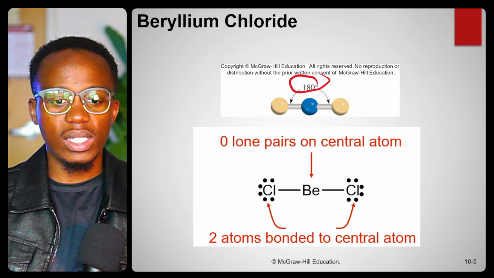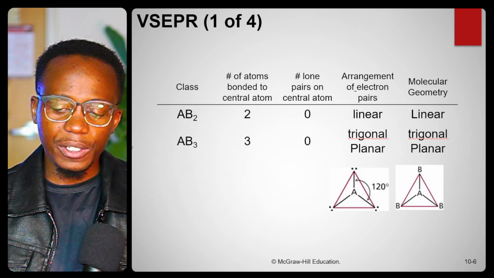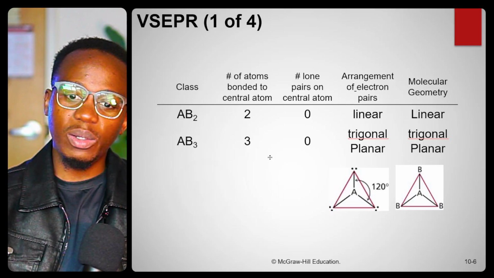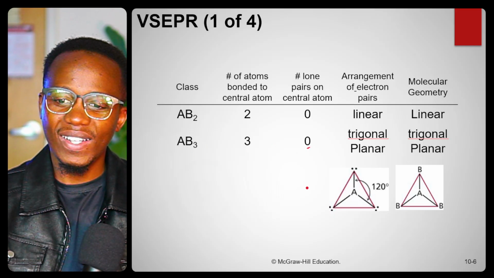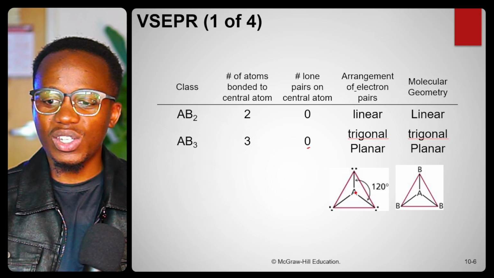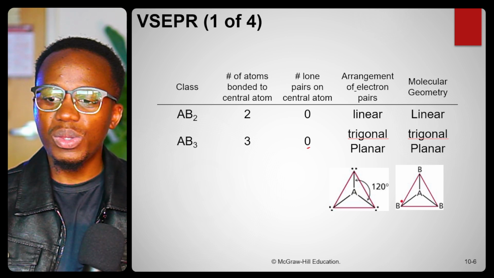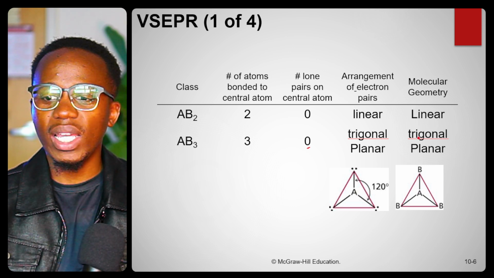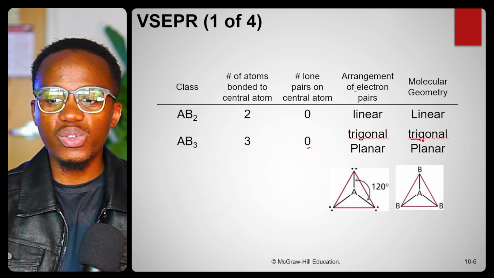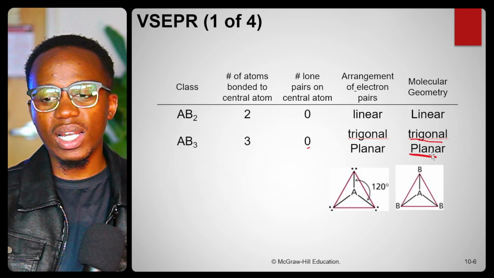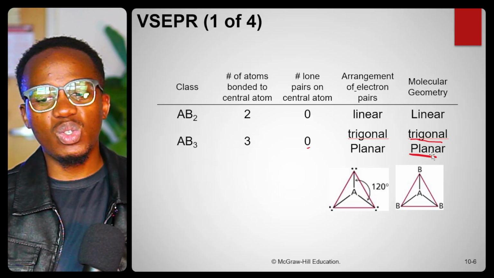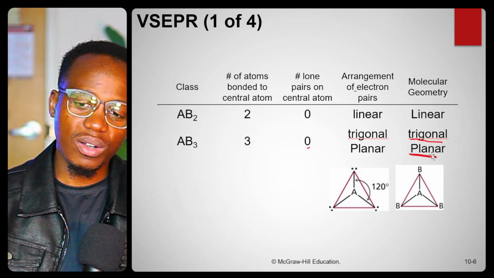Now let's go to the next level. What if it's one thing bound to three things, but no electron pairs? It's like a triangle, right? You have something in the middle with three things around. It's called a trigonal planar. Trigonal planar. So when it's a triangle, it's a trigonal planar. And it's planar because it's on one plane. It's like a triangle, right?